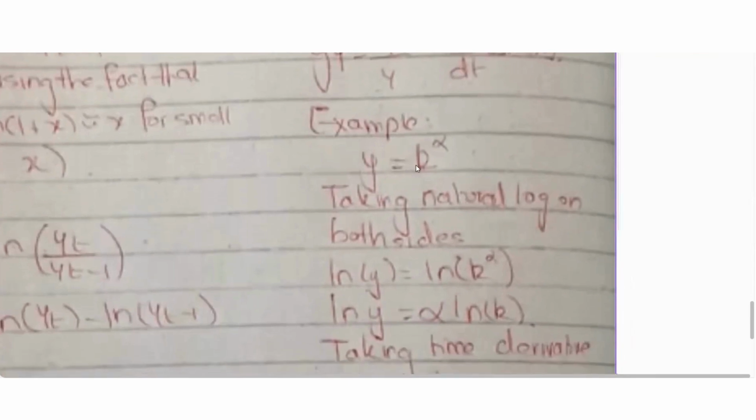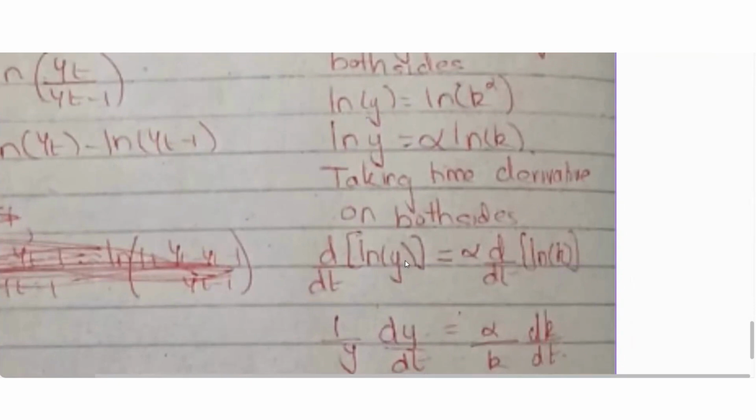Let's look at a quick example. Say y is k^α, and I want to find the growth rate in continuous time of y. We take natural log on both sides, so ln y is equal to ln k^α. And this α can be written as a coefficient of ln k using log properties. Now you take the time derivative on both sides: d/dt ln y is equal to α d/dt ln k.